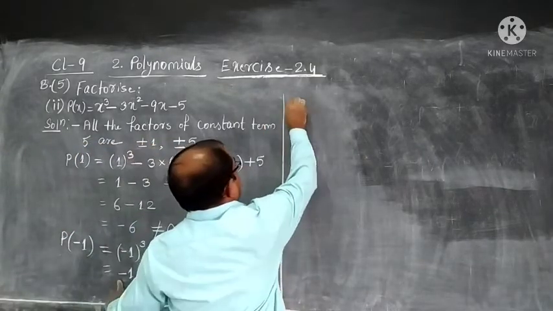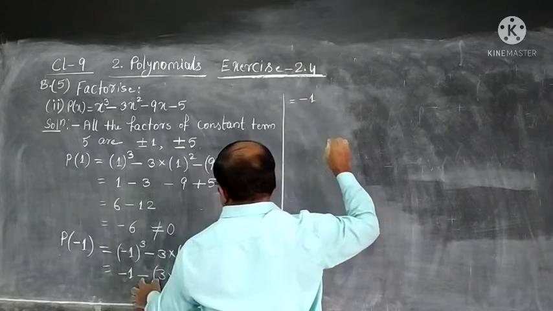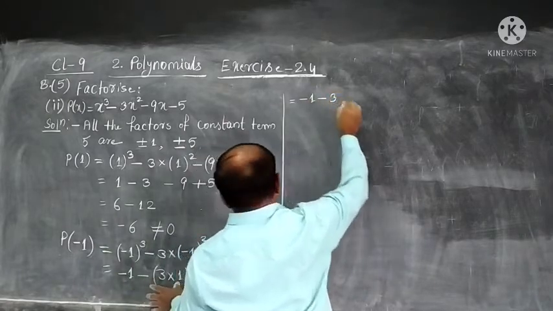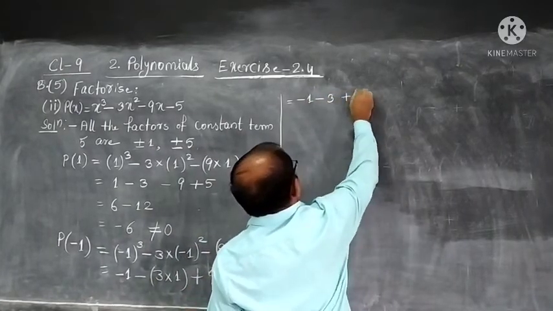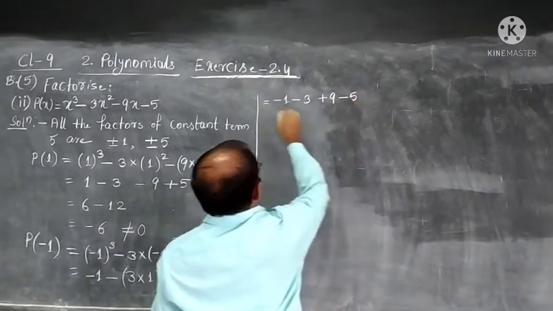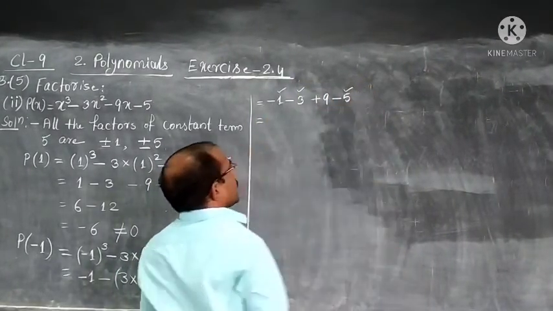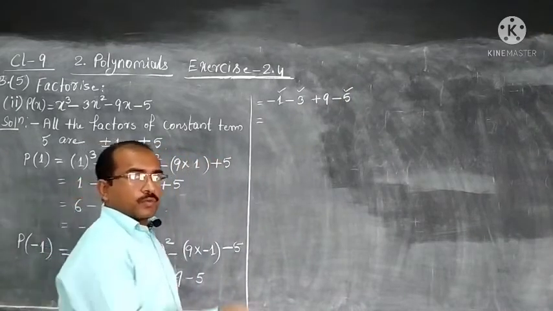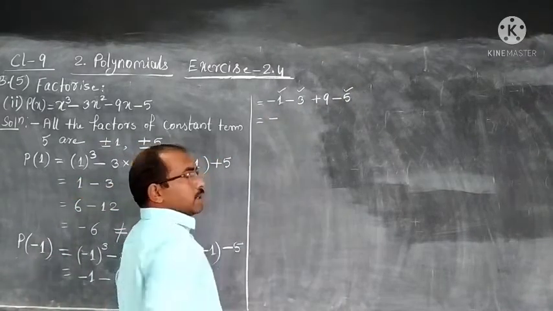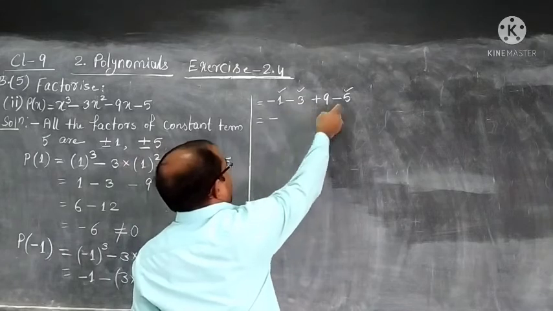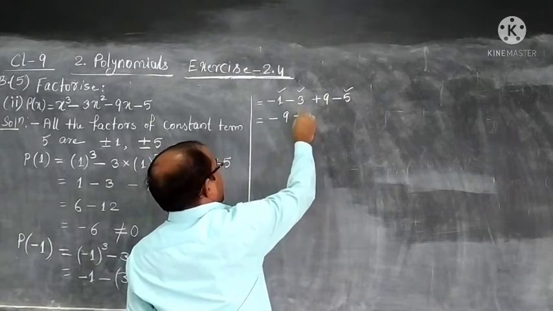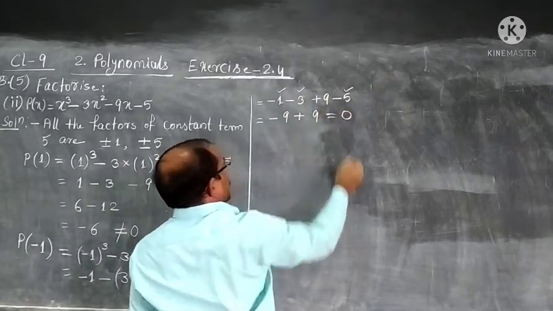Minus 1, minus 3, plus 9, minus 5. What we see here, minus 1, minus 3 and minus 5 are same sign terms. So, we will add them, but the sign will be negative only. So, for 3, 1, 4, 5, 9 and plus 9 we get 0.